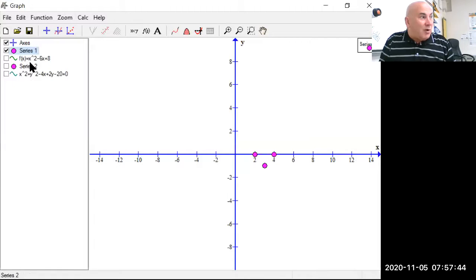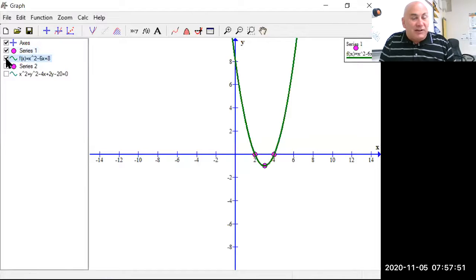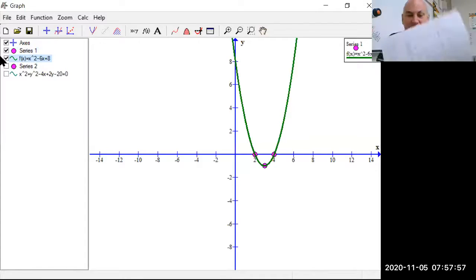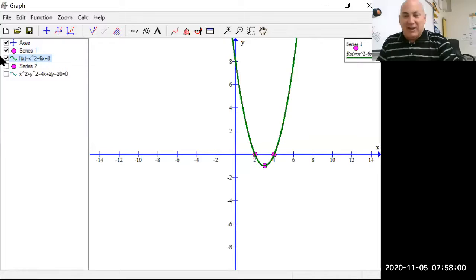And here is y equals x squared minus 6x plus 8. When I activate that graph, you see it goes right through those 3 points. So that's the evidence I need to show that I did my work correctly, and that this graph is the graph that will go through these 3 points. It is the only parabola of the form ax squared plus bx plus c that can go through those 3 points.